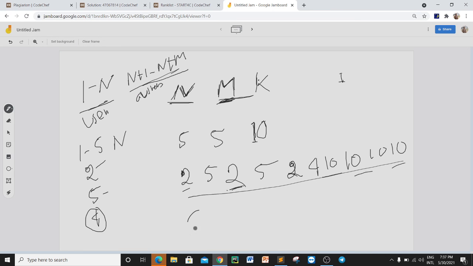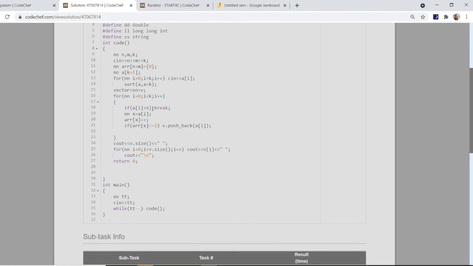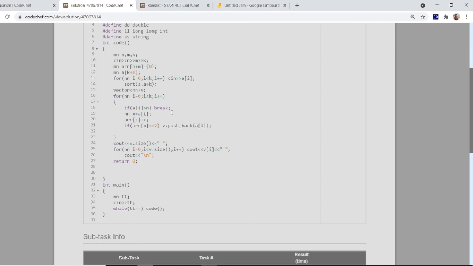It becomes sorted. After that I take a vector and I take a condition: if ai is greater than n, then break the loop. What does that mean? What is the value of m here? 5, right? From which number does the author numbering start? 5 plus 1, right? 6. So if the array value, the ai value, is greater than 5, then it enters into the authors. We don't want to check the authors. That is why we break the loop here.